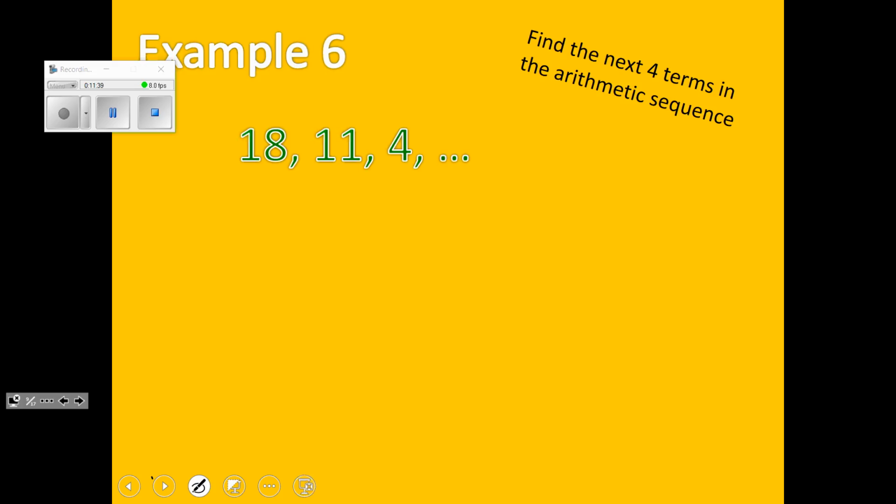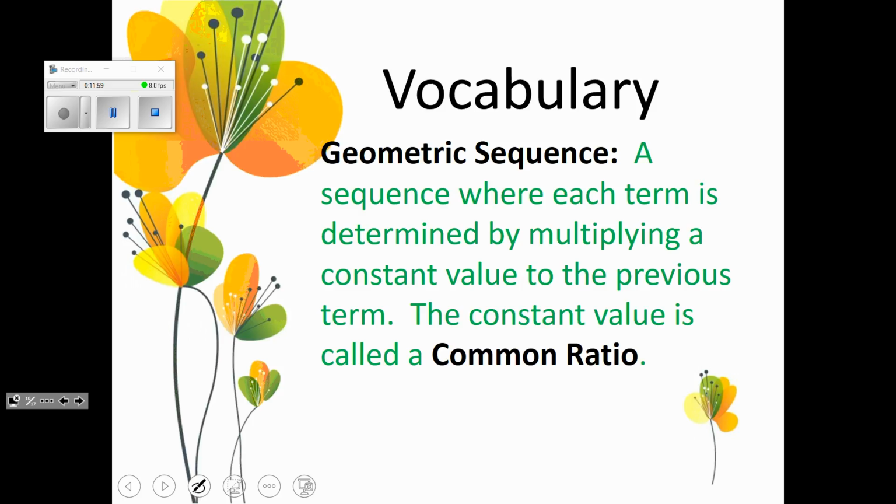All right, what's our common difference? -7. So what would the next 4 terms be? -3, -10, -17, and -24. Okay? Everybody good? All right.